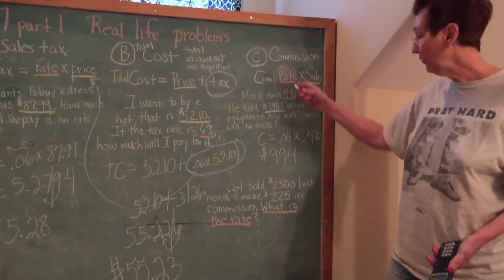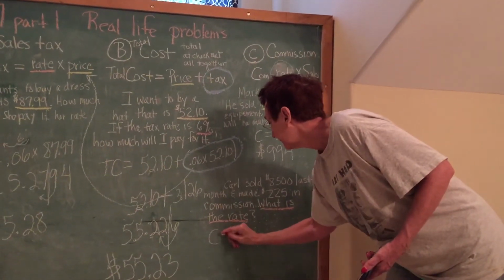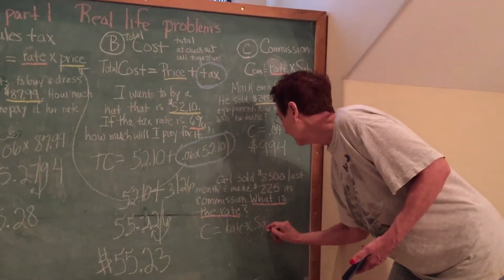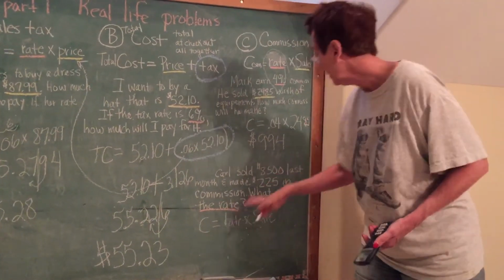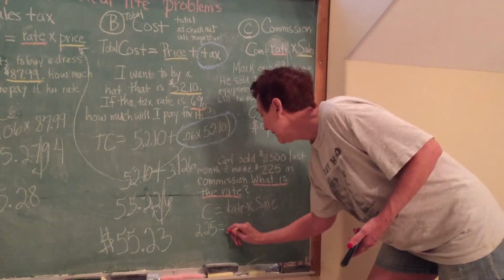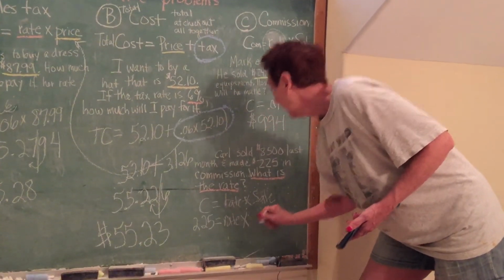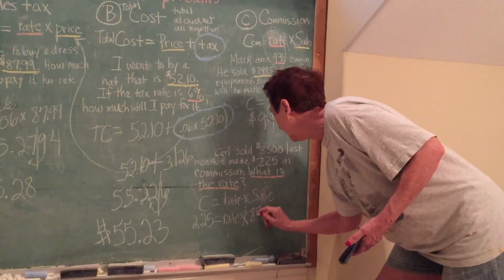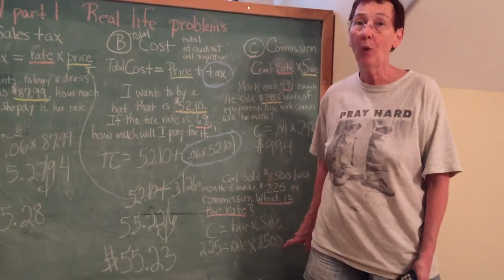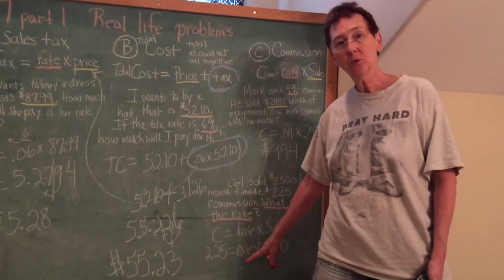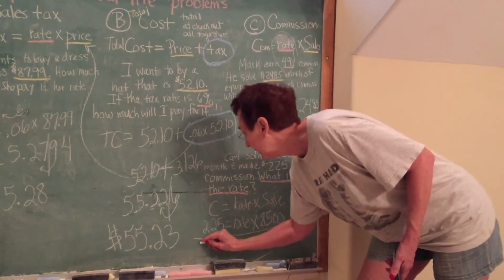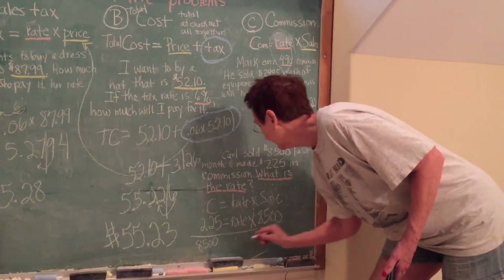So we're going to use the same formula. Your commission is equal to your rate times your sales. Okay? But your commission, they've already told you what it is. $225. Your rate, you don't know. And your sales is $8,500. So instead of just a math problem, this is now an equation, okay? So if you want to find the rate, you have to do the opposite of multiplying by 8,500, which would be to solve it by dividing by 8,500.